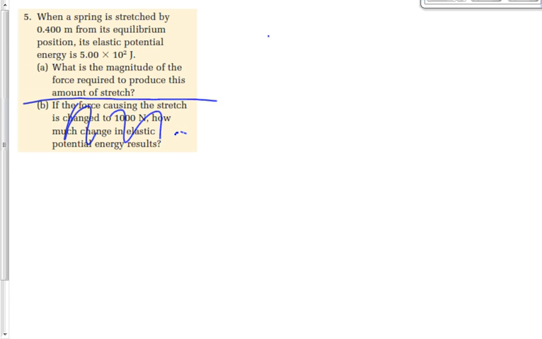We got a displacement here of 0.400 meters in question A. We've got a potential energy here of 500 joules. I don't know why they put that one in scientific notation, to be honest. We want to find the force. The force, we only have one equation that will allow us to find this force, and that's F is equal to K times X. It's Hooke's law, right?